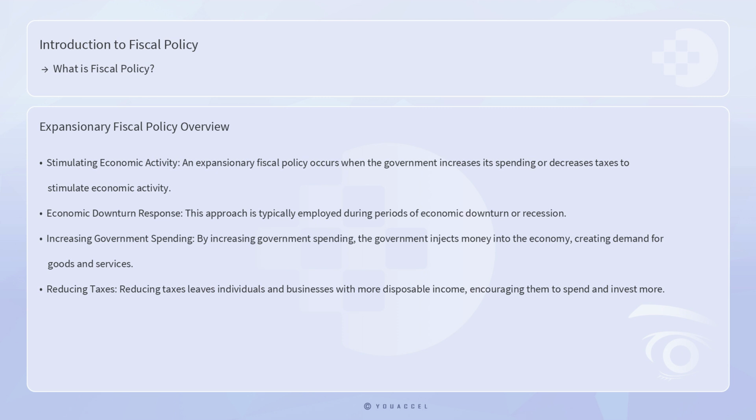For instance, during the 2008 financial crisis, many governments around the world implemented expansionary fiscal policies to revive their economies. The U.S. government, for example, enacted the American Recovery and Reinvestment Act of 2009, which included significant increases in government spending on infrastructure projects and tax cuts.